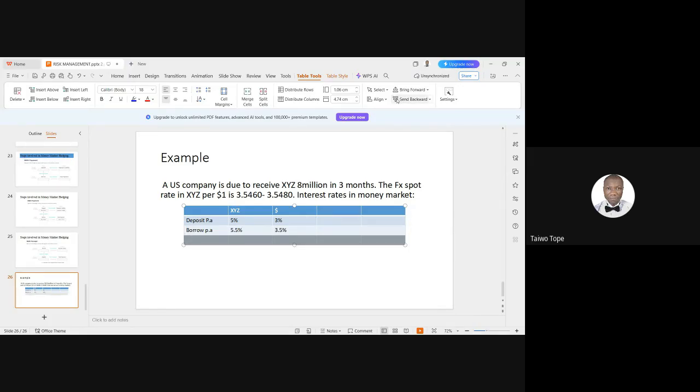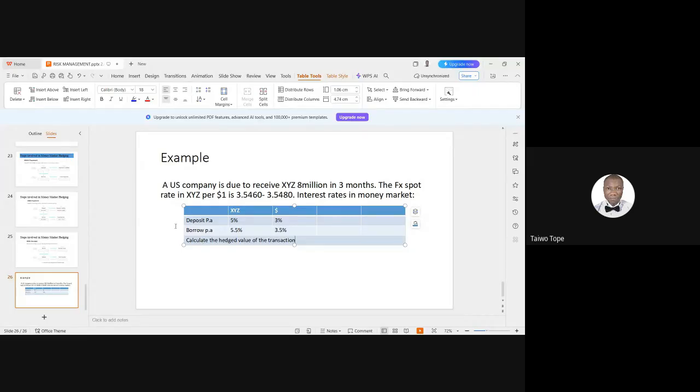The question will be this, that calculates the hedge value of the transaction. Calculate the hedge value of the transaction.